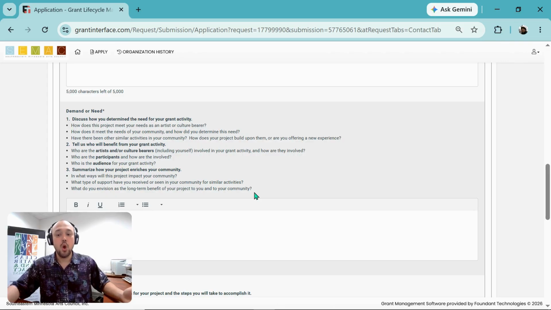As you prepare your own application, remember that this criterion isn't about convincing reviewers that your project is important. It's about helping reviewers understand why you believe there is a need for your project, who it serves, and how you've come to that understanding. By the end of this section, reviewers should feel confident that the need you've identified is thoughtful, well supported, and clearly connected to the project you're proposing.